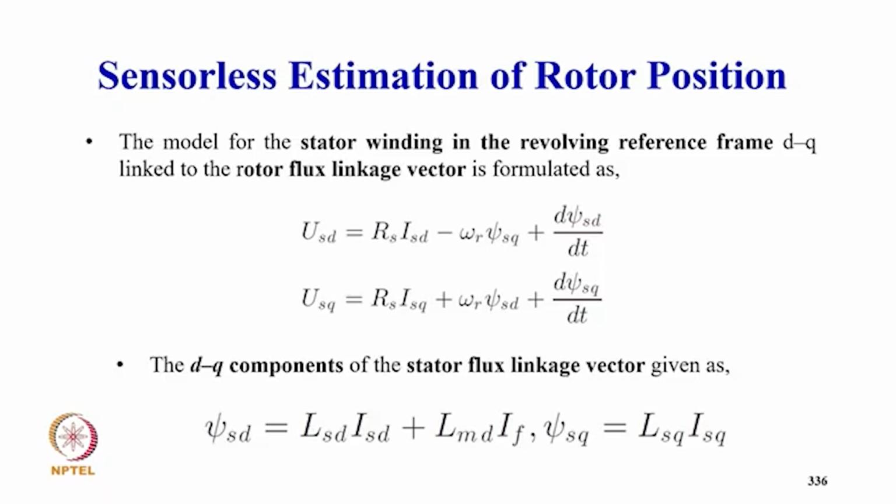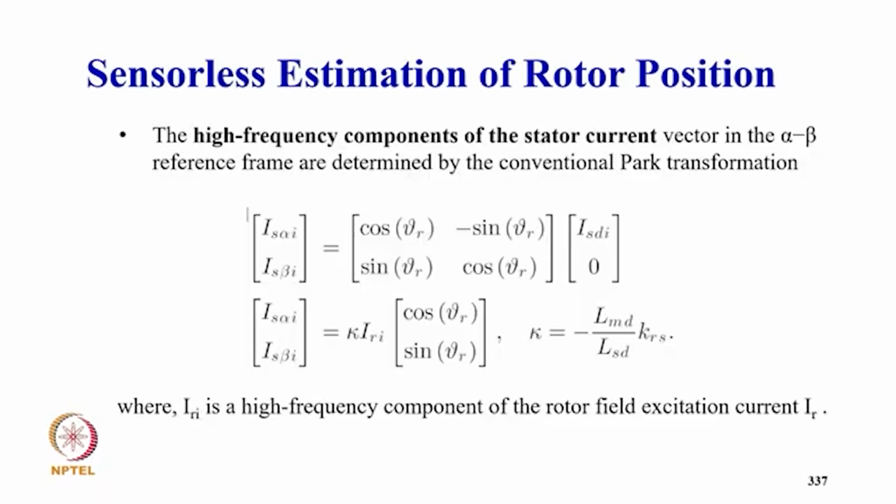So the model of the stator winding in the rotating reference frame DQ linked to the rotor flux linkage vector is USD equal to RS ISD minus omega R psi SQ plus d upon dt psi SD, and USQ equal to RS ISQ plus omega R psi SD plus d upon dt of psi SQ. So the DQ components of the flux linkage vector are psi SD equal to LSD into ISD plus LMD into IF, and psi SQ equal to LSQ into ISQ.